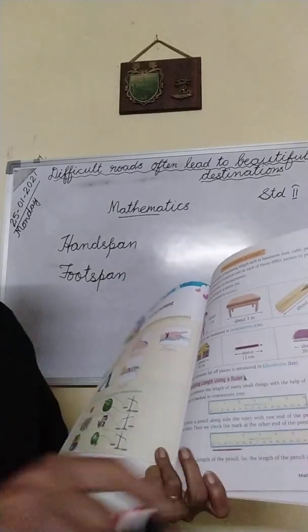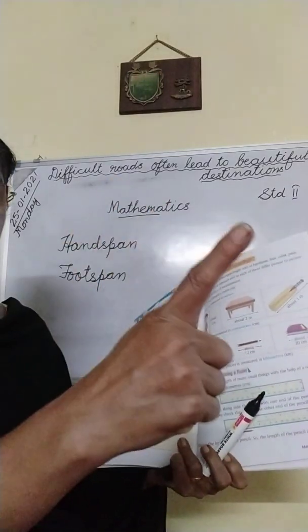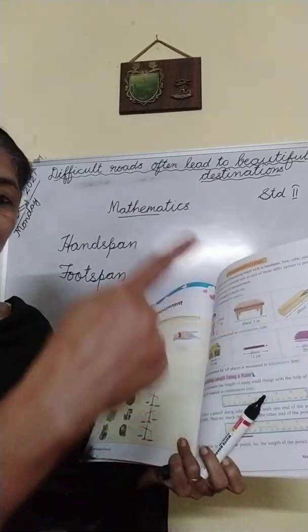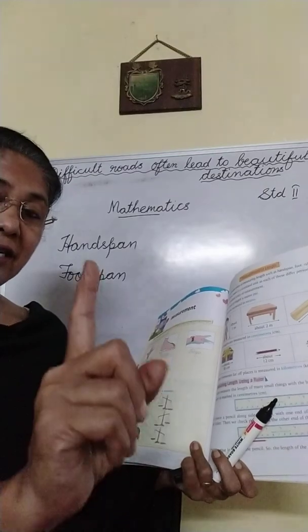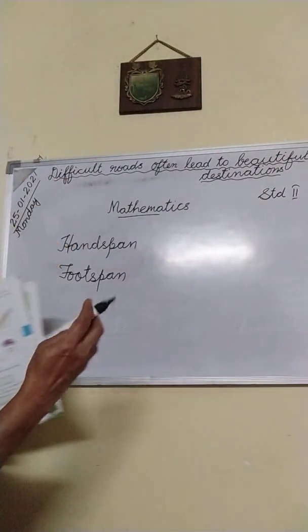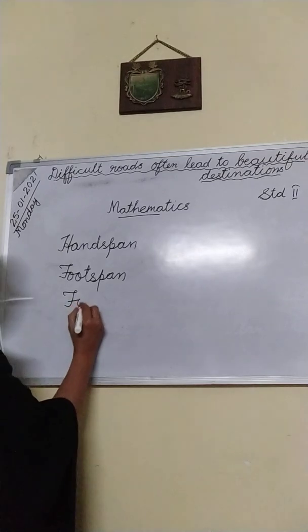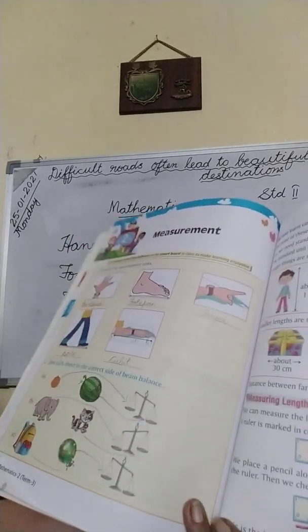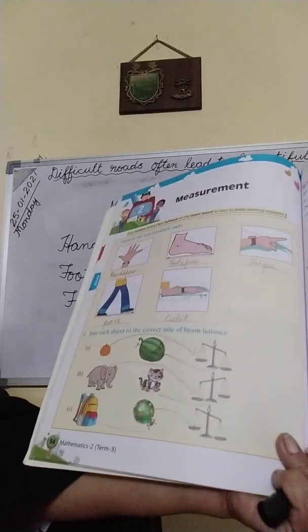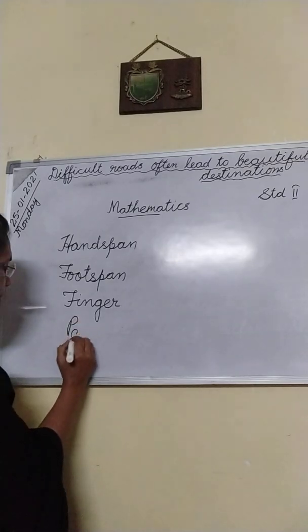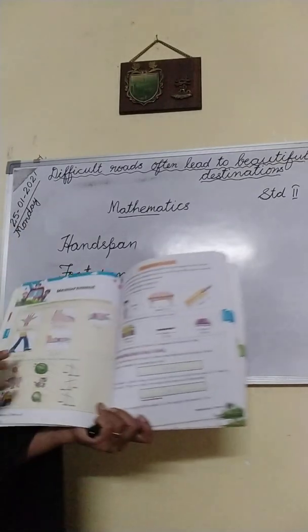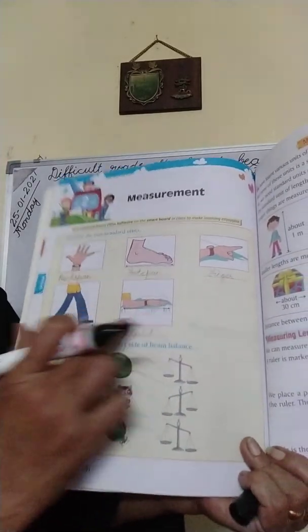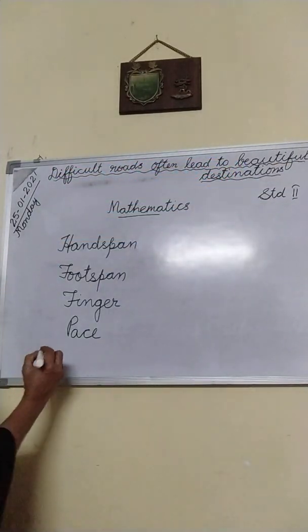What is the next one? Yes, finger. One finger. That means your finger will be different, mine will be different. So this is not a standard unit. Finger. F-I-N-G-E-R. Finger. Next one. What's the next one? Pace. Yes, this is the pace. P-A-C-E. Pace. What is this? This measurement is called cubit. Cubit.